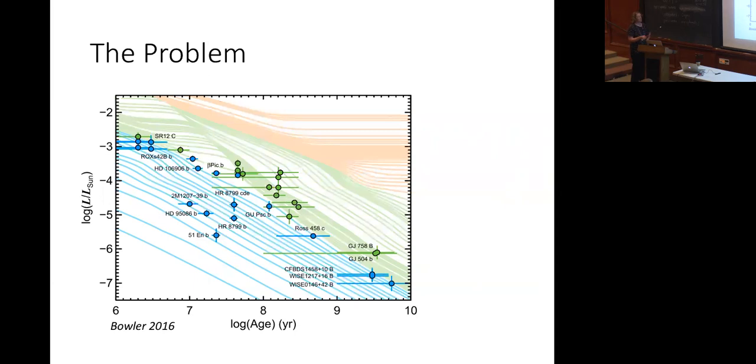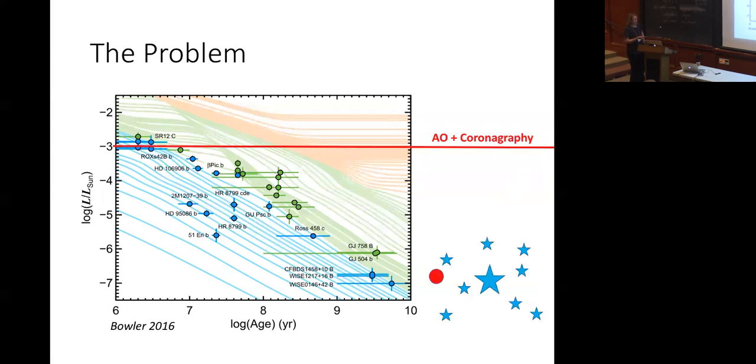If we want to get down to the most interesting planets, we have to get to at least a contrast of 10 to the minus 5, really more like 10 to the minus 6. AO plus coronagraphy can get us to this 10 to the minus 3, 10 to the minus 4 range. But we have to get several orders of magnitude better than that if we want to actually see the planet. So how do we do that? It's all about separating the light from the star and the planet, separating planet light from speckles.